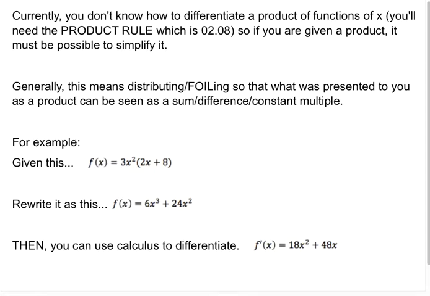All right, so currently you don't know how to differentiate a product of functions, right? So you're going to learn the product rule, which is video 2.8, right? So that's 2 more units away for when you're given a product that you can't simplify, right? So if I give you a product right now, there has to be a way to distribute or FOIL or something so that it is no longer a product, okay?